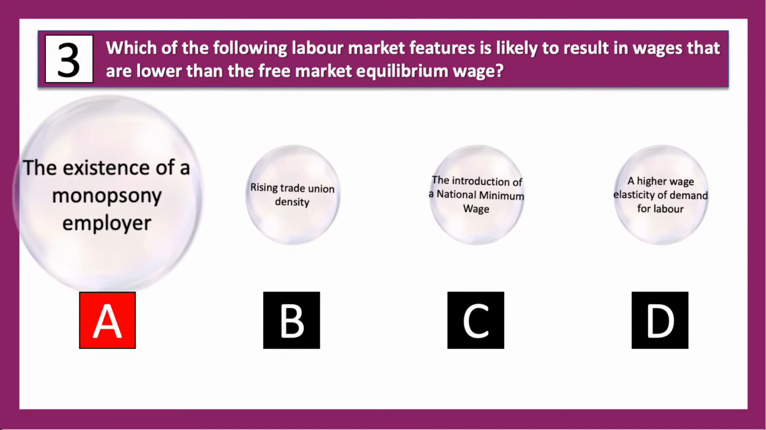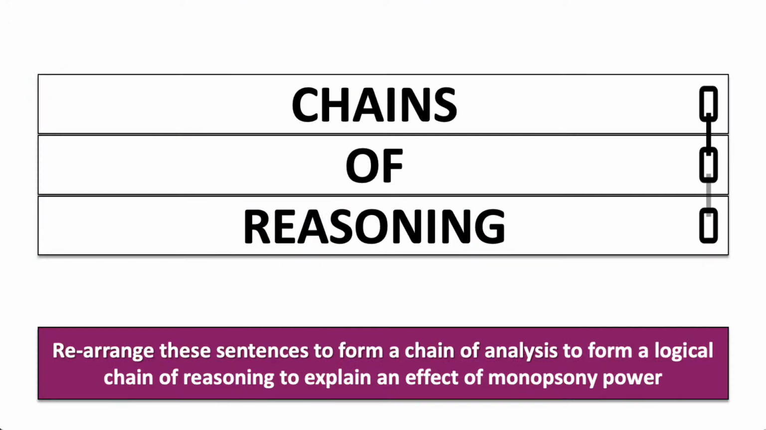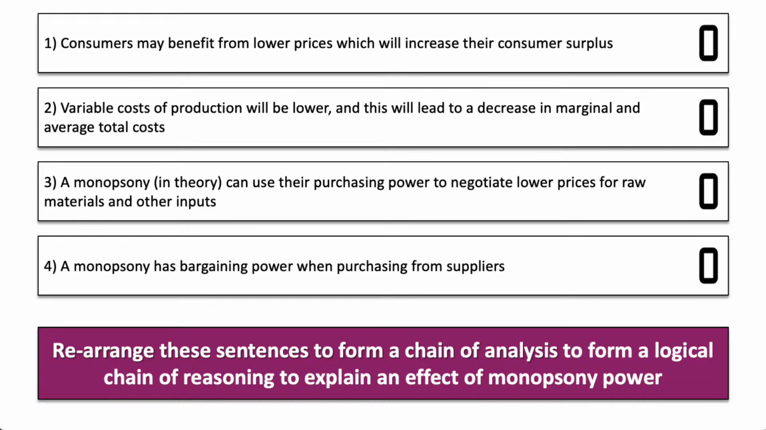So let's have a look at the next questions, which are going to extend that idea of looking at chains of reasoning. So we're sticking with monopsonies here, and we're going to give you 4 sentences to form a chain of analysis. We want a logical chain of reasoning to explain an effect of monopsony power. So what we're looking for here is some practice of developing your chains of logic, which all of the exam boards are looking at in order to give you good marks for your question.